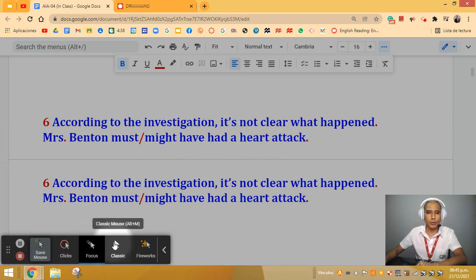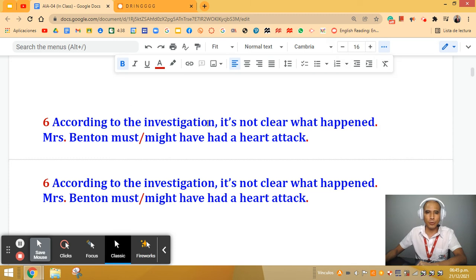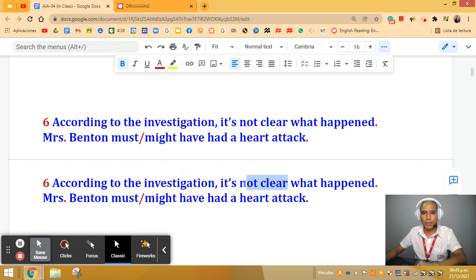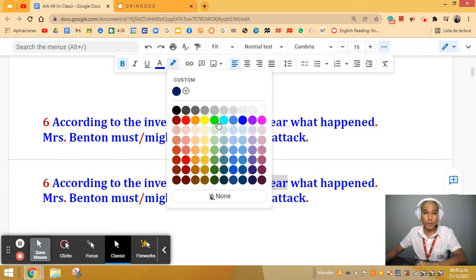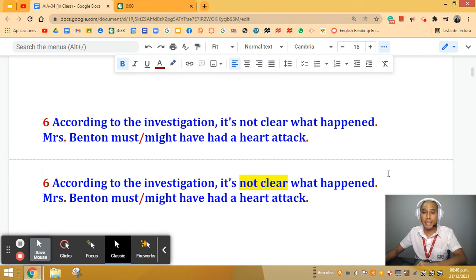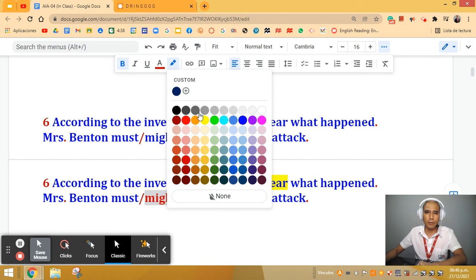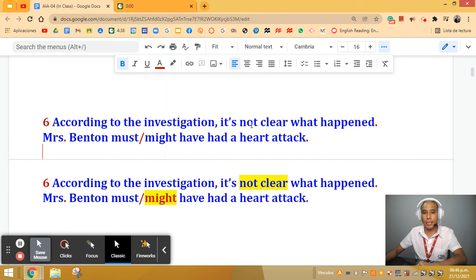All right. So let's try to find the keywords that are going to help us in order to choose the correct answer. If you see at the beginning it says, according to the investigation, it's not clear. So these words would help us. It's not clear. Okay, so we are not sure what happened. So Mrs. Benton might. It's possible, but we are not sure. So I'm gonna use red color and I'm gonna highlight with yellow. This will be the correct option.